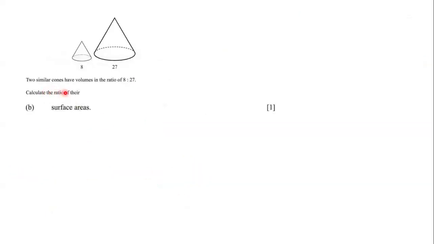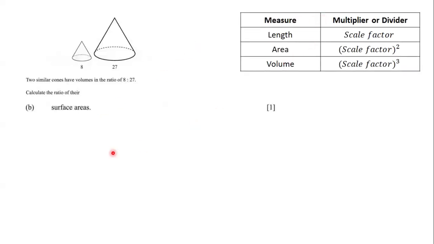They want us to calculate the ratio of their surface areas. Now we're going to use the same chart. We know that if we have the length or the height scale factor and we want to move to the area scale factor, all we need to do is raise the scale factor to the power of 2. With that in mind, let's figure out the ratio of their surface areas.